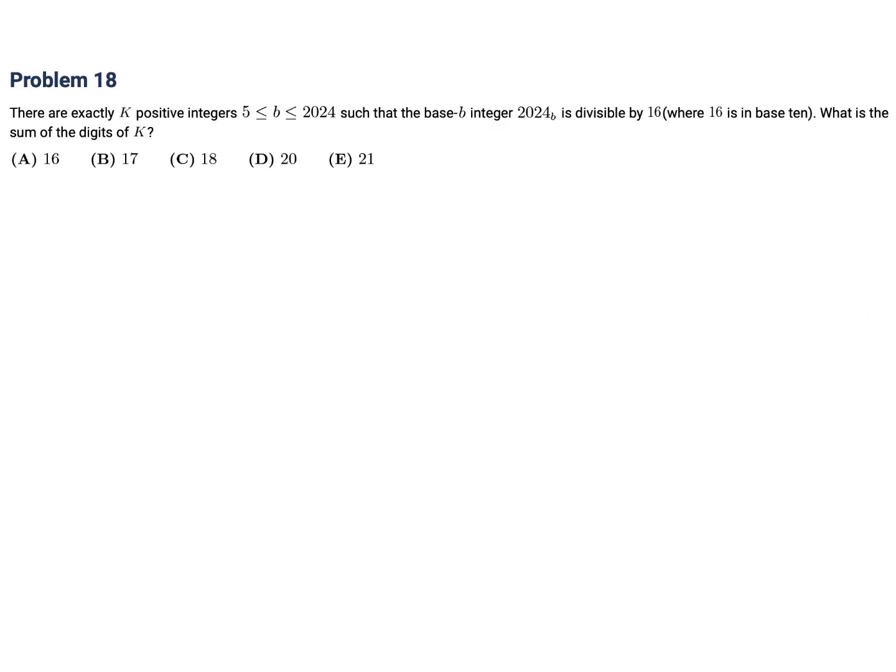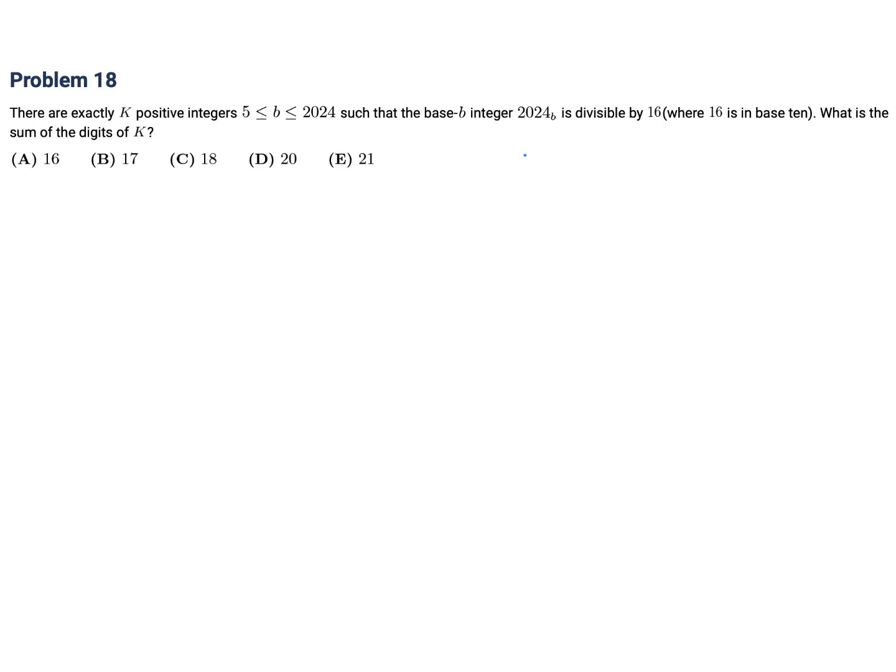There are k positive integers b between 5 and 2024 inclusive, such that the base b integer 2024 is divisible by 16, where 16 is base 10. What is the sum of the digits of k?